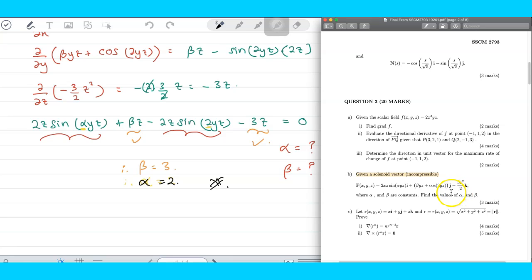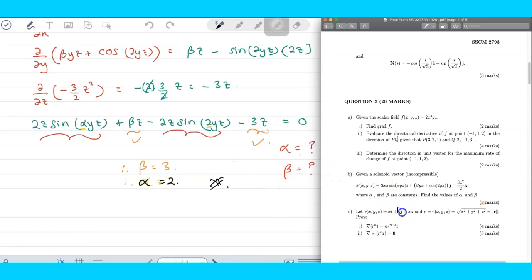So that is for this particular question. It looks simple if you know this. It is a bit tricky if you do not know the meaning of solenoid vector, but once you know, it is not so complicated. That's why the mark is just 3 marks here.